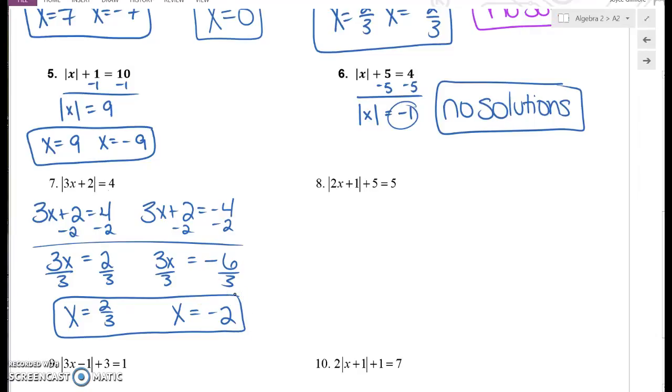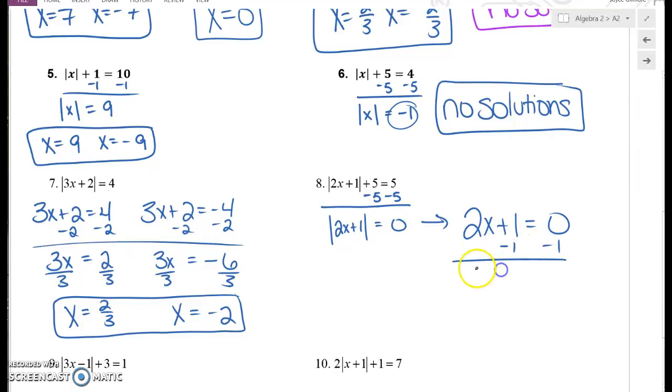All right, give number 8 a try on your own. I think you'll like number 8. So we have to subtract 5 first. That gives us the absolute value of 2x plus 1 equals 0. Where on the number line are we 0 units away from 0? At 0. So this becomes just one equation, 2x plus 1 equals 0. And we have to solve that. x equals -1/2.